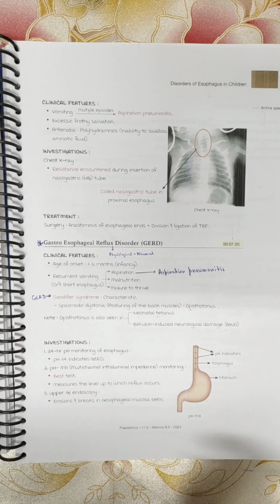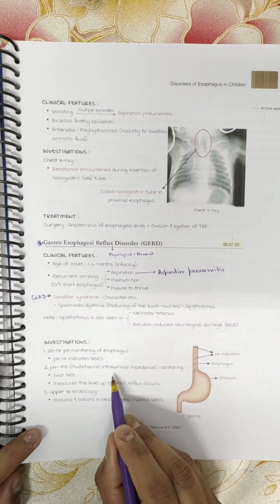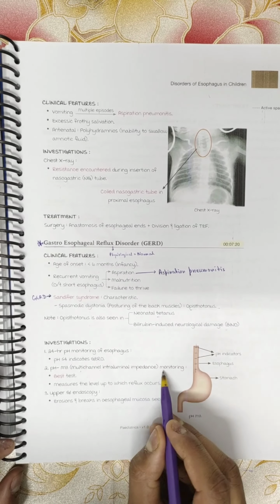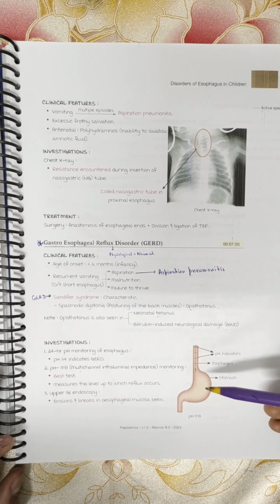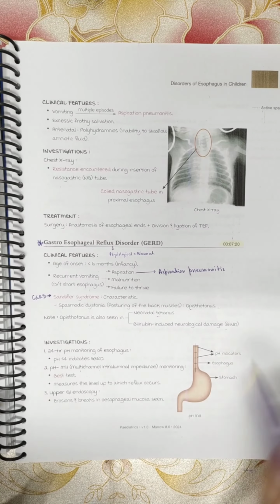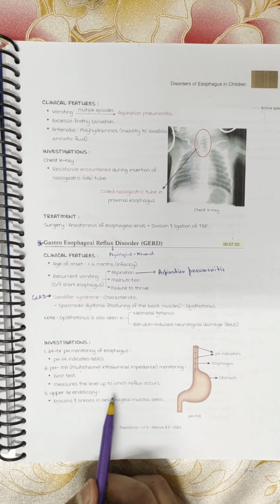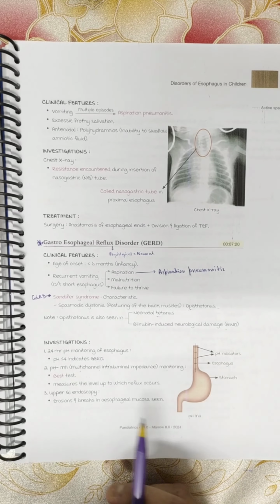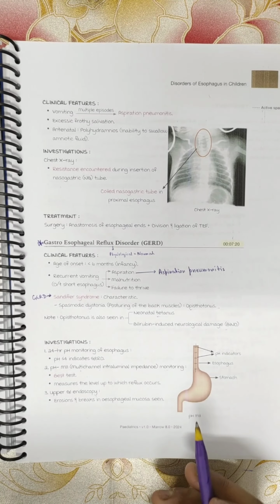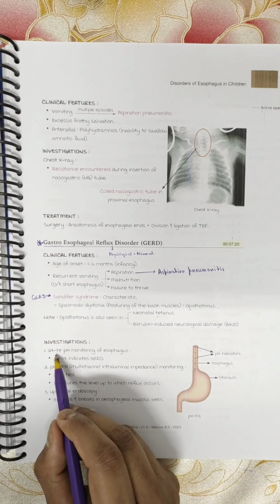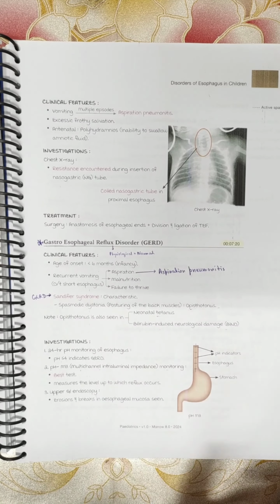Now what are the investigations? The best investigation is pH multichannel intraluminal impedance monitoring, the best method that measures the level at which reflux occurs. Otherwise, we can obviously do endoscopy, where the esophageal mucosa can be seen, and 24-hour pH monitoring. If the pH is less than 4, it indicates GERD.